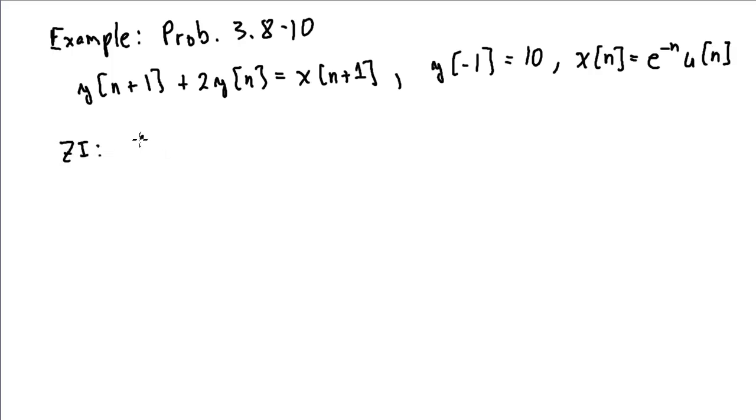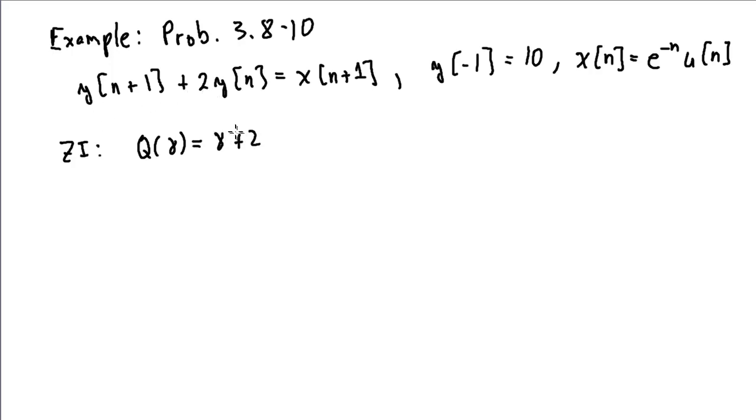Again, our characteristic polynomial: we can write the difference equation in the operator form, and then replace the operator with gamma. I'll go directly to the characteristic polynomial.